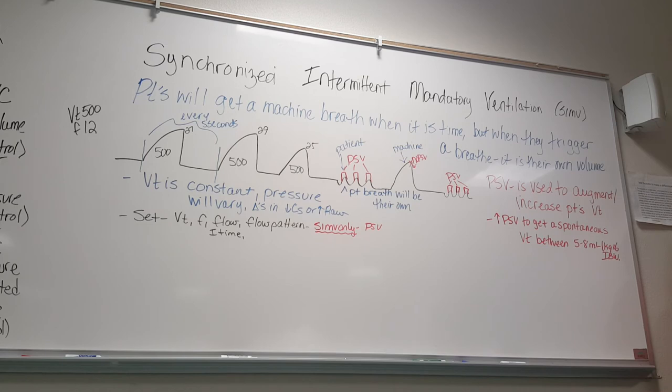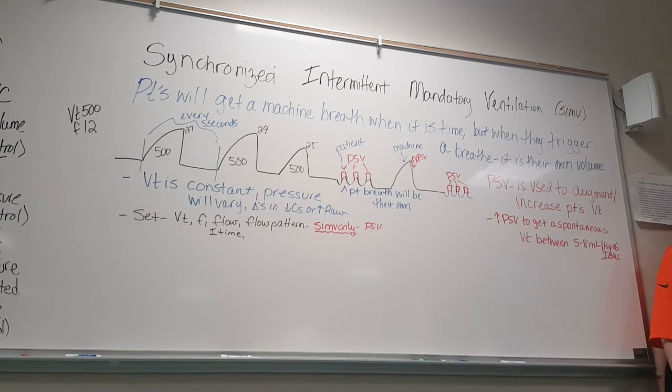So in SIMV, patients can get their machine breath according to the rate, whatever it might be. And then when they take their own breath, the ventilator is going to let them take their own tidal volume. And then if that is not enough on its own, we can add pressure support to increase the tidal volume. The idea is if your patient's spontaneously breathing, they're doing all the work. They're increasing their diaphragm strength. Over time we've seen that it actually makes them not as comfortable. You're better off just to throw them in straight pressure support and let them breathe on their own completely.